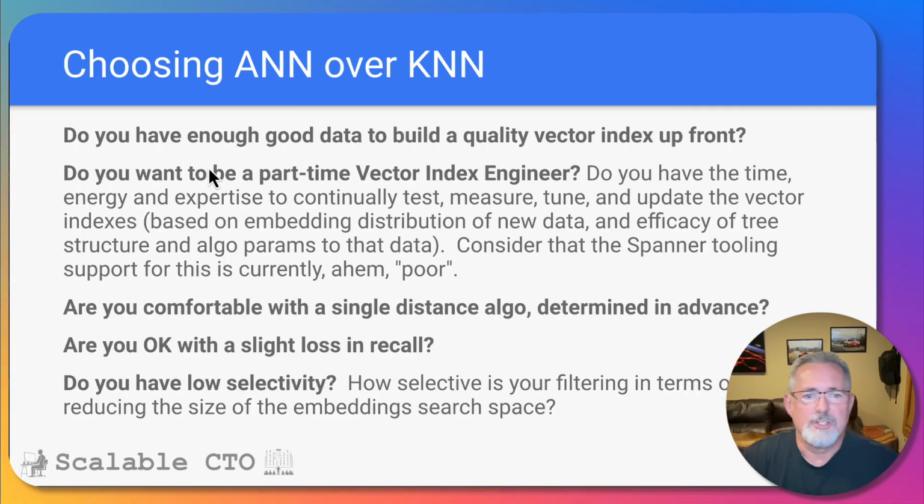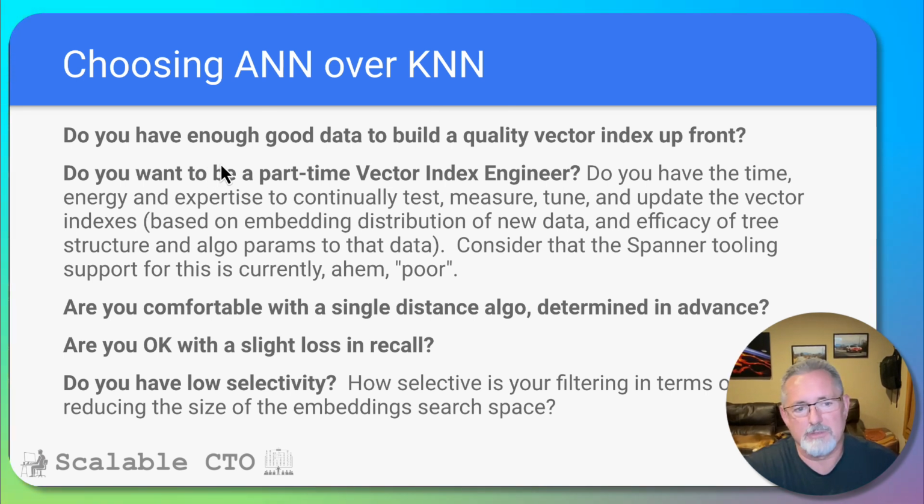So how do we choose ANN over KNN? First of all, I'd say, do you have enough good data to build a quality vector index up front? This is sort of like saying, do I have enough data to train a model? Because that's kind of what it is. So if you don't have a lot of data to start with, or you don't have data that you think is going to be highly representative of the data you have later, ANN might not even be an option. And frankly, if you don't have a lot of data, you probably don't need ANN. You can probably just brute force it and get away with KNN anyway.